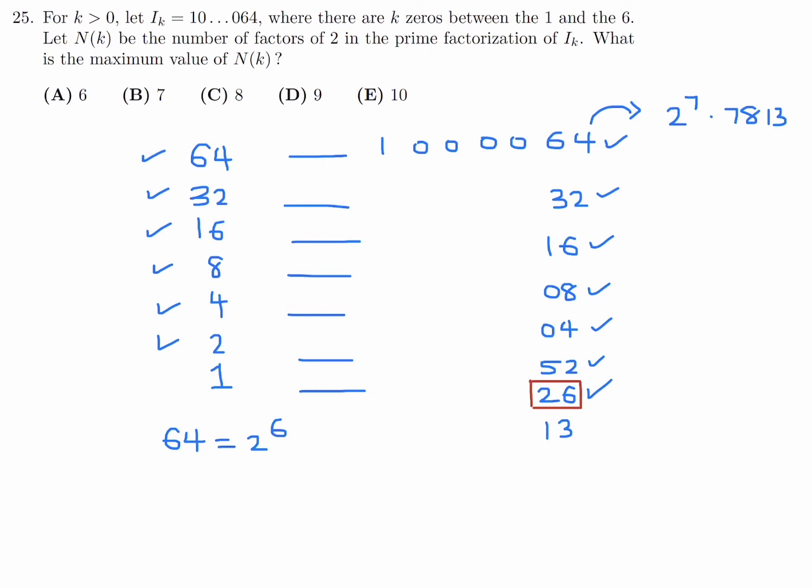Normally when you divide by 2, you get 1. But if you have something like 52, or if you had 12 and you divide by 2, you get a 6, like I did here, and that 6 allows me to go one step further. And this is indeed the maximum, because there's no way that you can have anything more than 7 in terms of the number of factors of any number of this form, where you have 1 followed by a bunch of zeros and then 6, 4. So number 25, the answer is B.